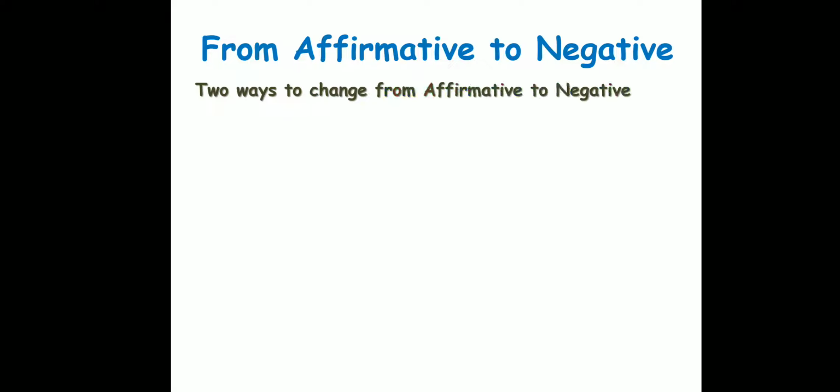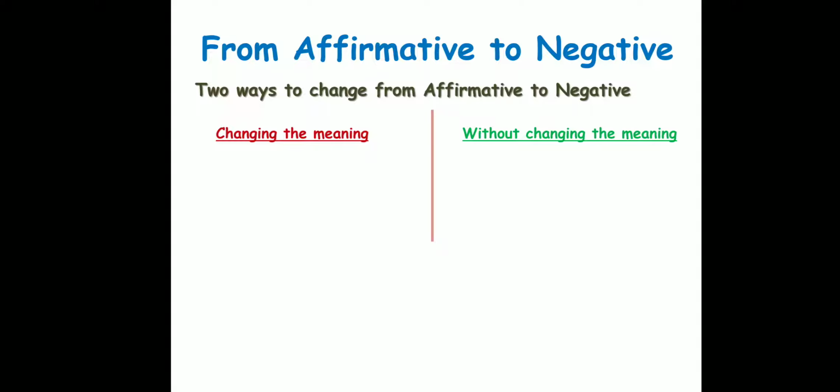Let us learn how to change from affirmative to negative, and then you will be able to understand this even better. So there are two ways to change from affirmative to negative. Let us see what are the two ways. First way is changing the meaning, where if you change the sentence, the meaning of the sentence will get changed. Other way is without changing the meaning. So you can also change an affirmative sentence into a negative sentence without changing the meaning, where the meaning of your sentence will stay the same. Now I will tell you how this will happen.